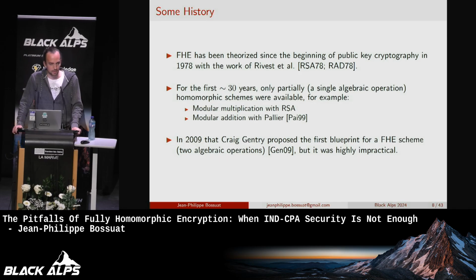So some history. Homomorphic encryption had been theorized since the very beginning of cryptography with RSA, because this scheme was actually homomorphic with respect to multiplication. But for the first 30 years, only partially homomorphic schemes, so only one single algebraic operation, were available. So we had RSA for multiplication and, for example, Paillier with homomorphic addition. It's only in 2009 that Craig Gentry proposed the first blueprint for a truly FHE scheme, which means 2 algebraic operations, but also you can do an unlimited number of them. But it was highly impractical.